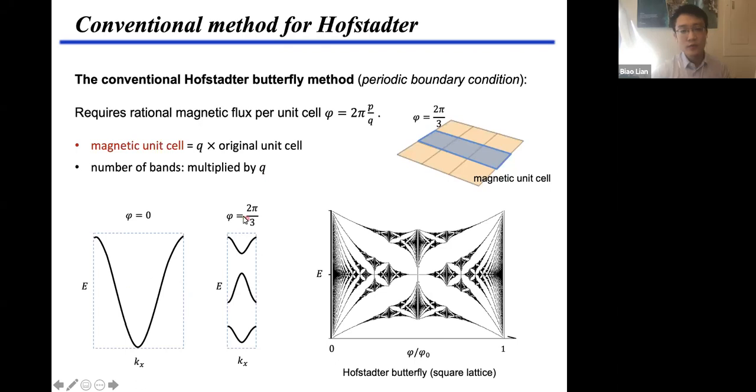So for example, in the Q equals 3 case, if originally one has one band, the band would be divided into 3 subbands at phi equal to 2 pi over 3. As a result, this gives us this rather discontinuous behavior of the spectrum. Basically, at each different rational number, the number of bands is different.